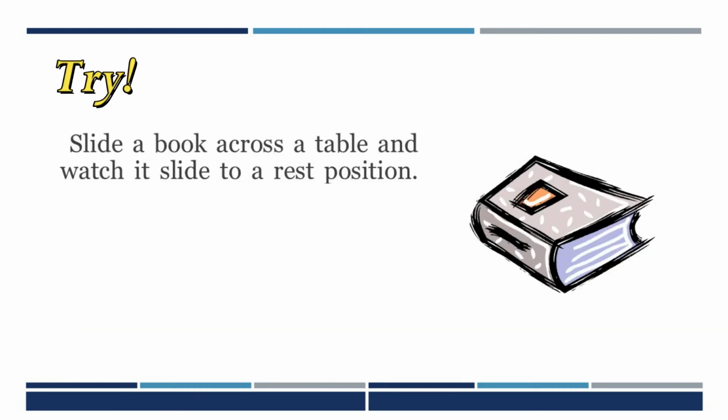Slide a book across a table and watch it slide to a rest position. The book comes to rest because of the presence of a force, that force being the force of friction, which brings the book to a rest position. In the absence of a force of friction, the book would continue in motion with the same speed and direction forever.